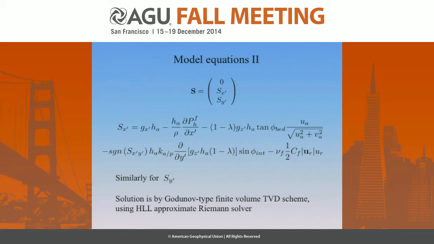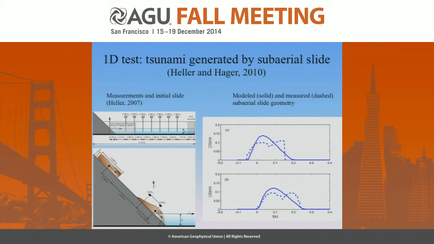Again, it's a very typical avalanche model with the difference that we have an applied pressure gradient from the fluid layer over top, as well as tangential or drag stresses, top stresses in this case, induced by the fluid layer as well. And then the solutions, again, are by typical finite volume TVD schemes. A couple of quick test cases just to get done here.